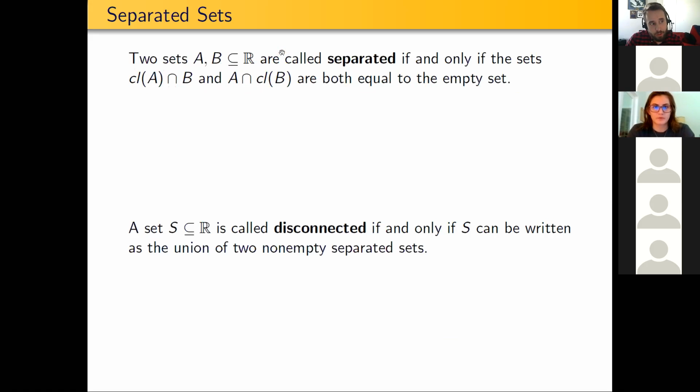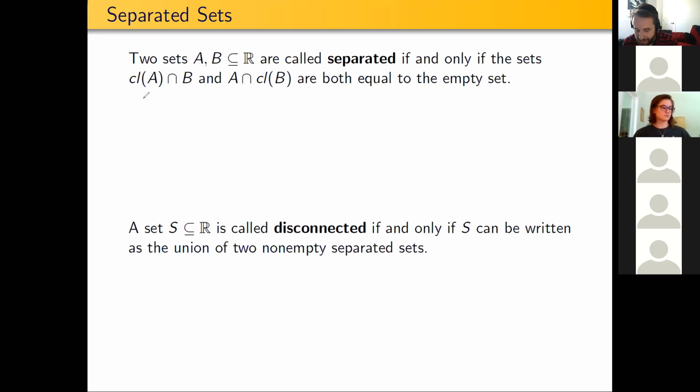So if we are given two sets A and B, we can check whether this is empty and we can check whether this is empty. And if they are both empty, then we would say that A and B are separated sets. Now, to make meaning out of this definition, we have two examples. I'm just following along with the book, this is exercise 7.2 and exercise 7.3.